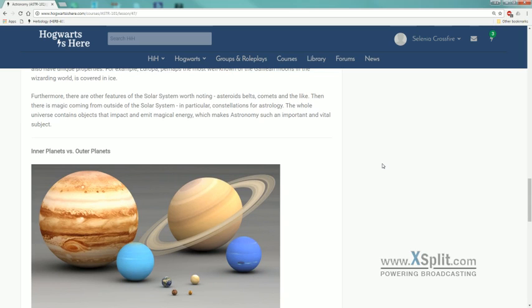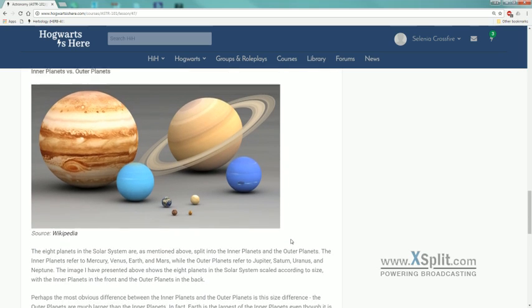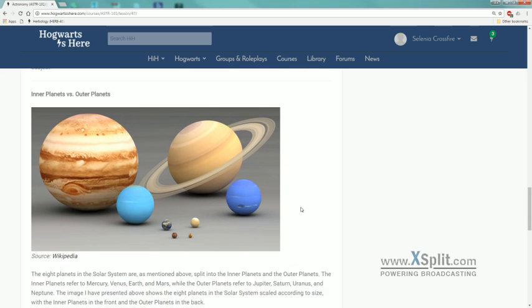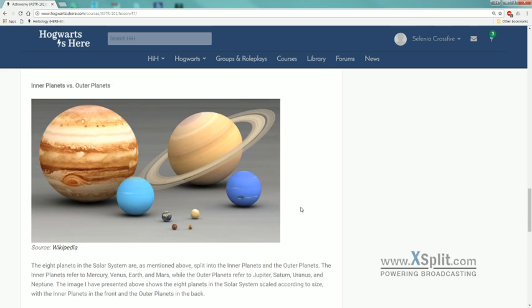Then there is magic coming from outside of the solar system, in particular, constellations for astrology. The whole universe contains objects that impact and emit magical energy, which makes astronomy such an important and vital subject. Then there's a picture of the inner planets versus the outer planets, basically in size, from Wikipedia.